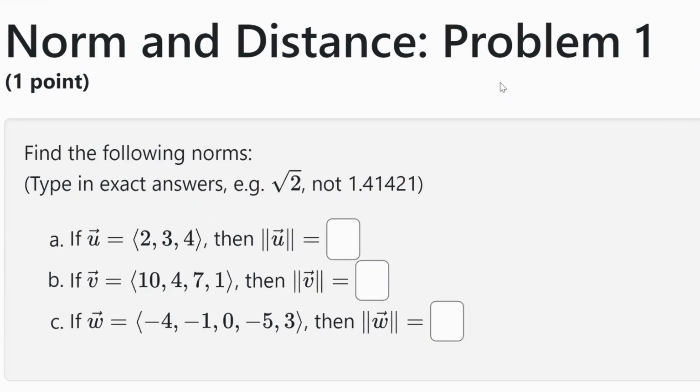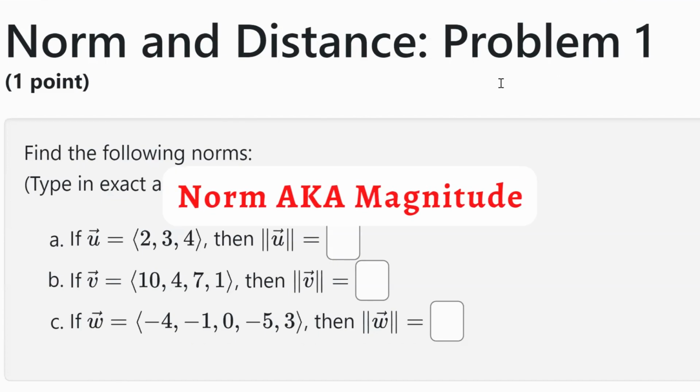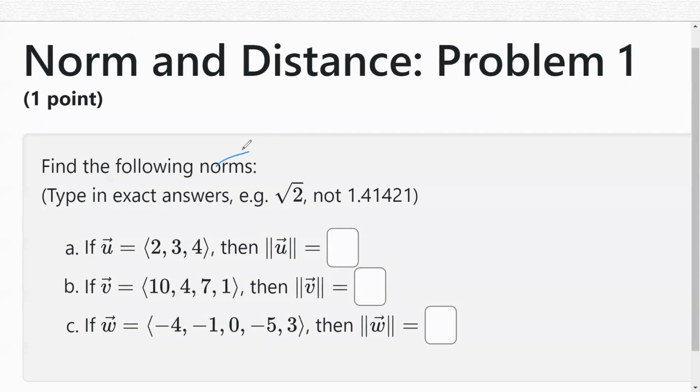For example, this one is saying find the following norms. So what do you understand by norms? When you say find the norm, it also means you have to find the magnitude. This is another word for norm. You can also see a word like length, or you can see norm. These are the three words your professor can use. If he asks you to find the magnitude, you'll understand he's trying to say norm. Length is also norm, the same thing.